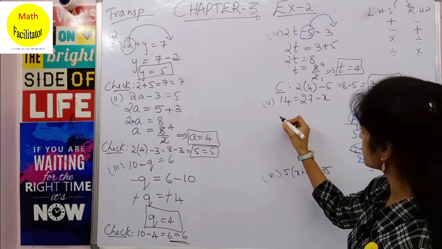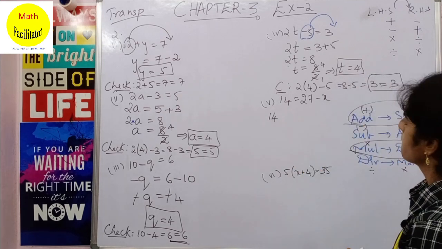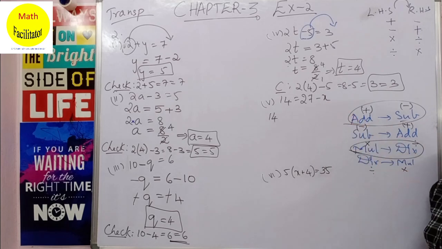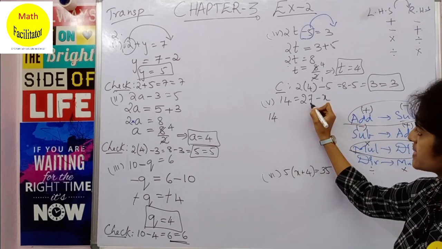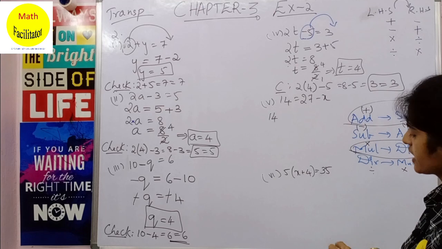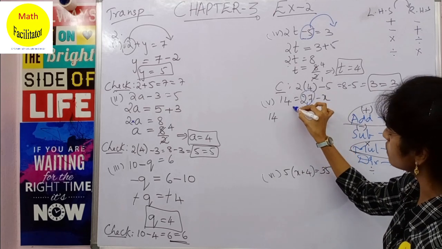Now moving on to the next one, you have 14 equal to 27 minus x. So let me send this 27 to this side. I want to send 27 to this side.